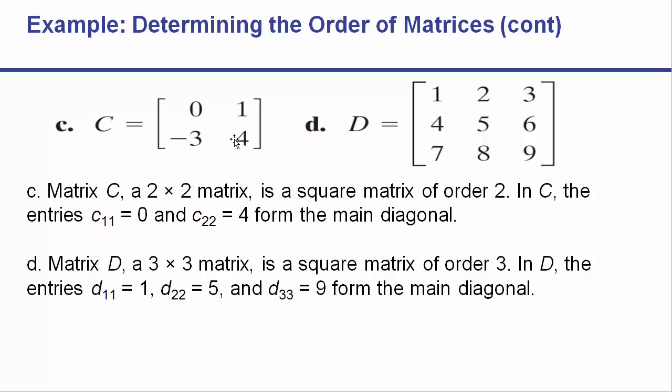Okay, 2 by 2, it's square, so we can look at the diagonals. There's 1,1, there's 2,2. 3 by 3, so it has a diagonal, 1,1, 2,2, 3,3.